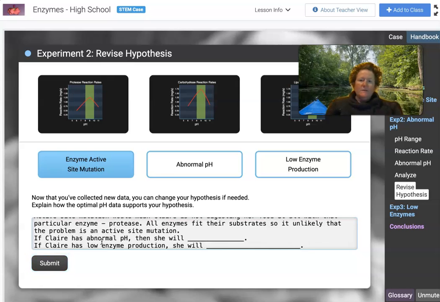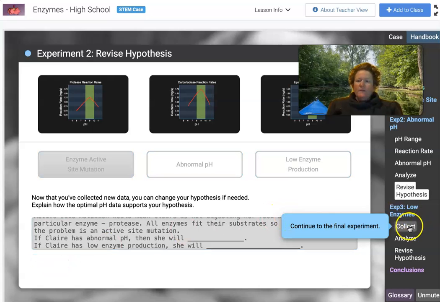Remember, if she's having low enzyme production, it's kind of like only having a huge crowd and only one person running the checkout line, which is not very efficient. It's more efficient to have a bunch of people checking out shoppers. So if she has low enzymes, she's not going to be digesting very efficiently, and we'll see a low rate.